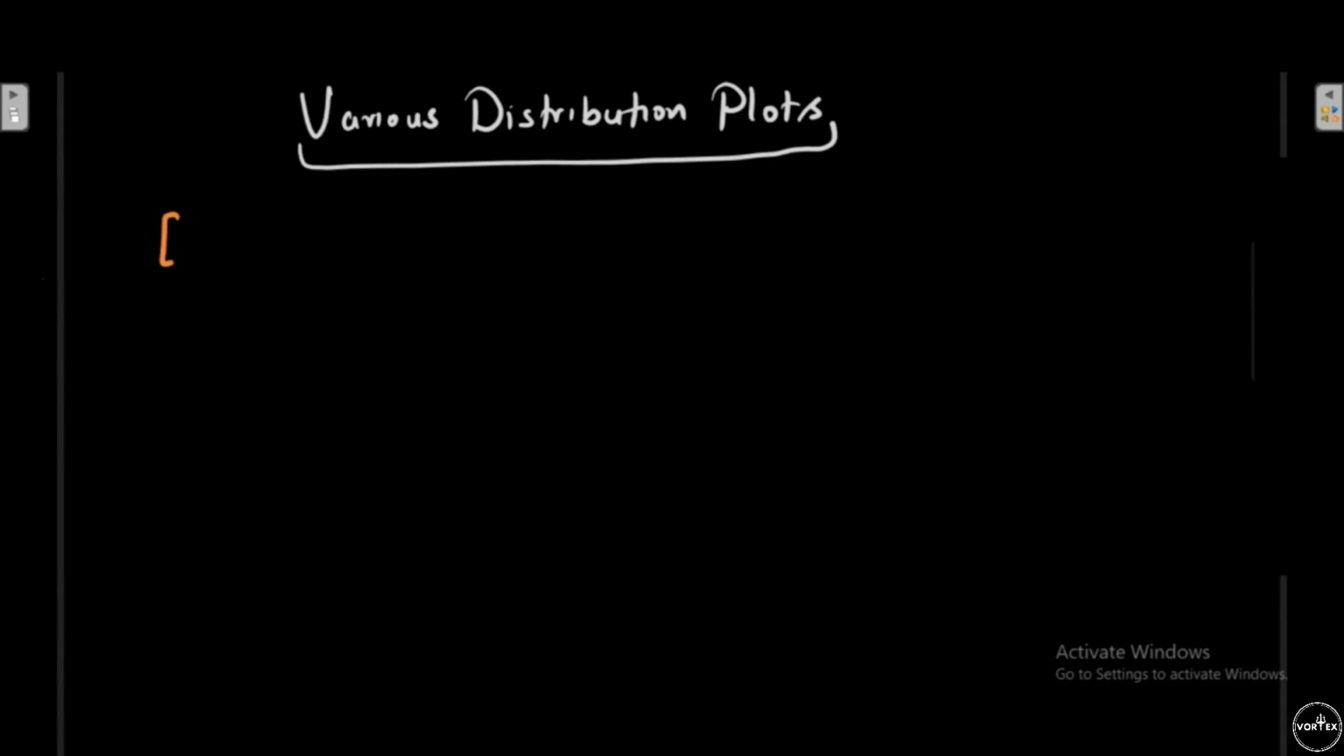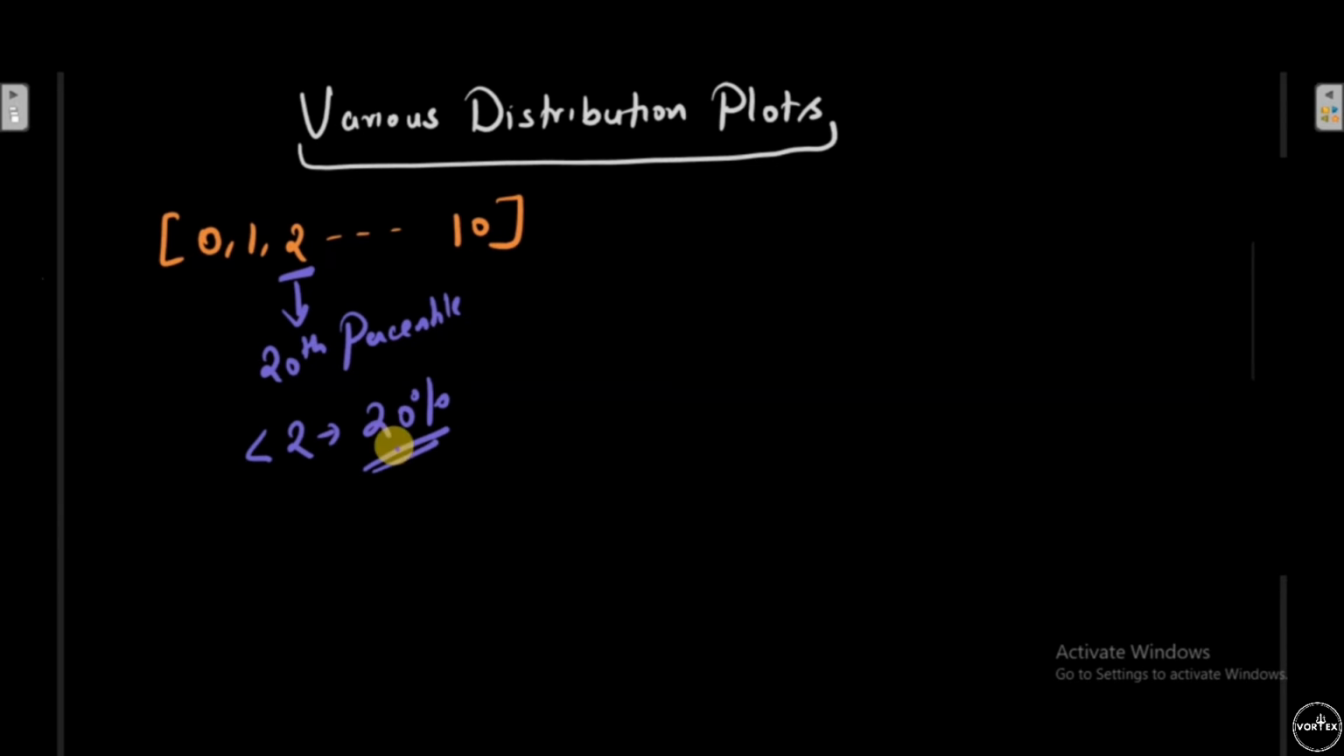Given a bunch of numbers, let's say 0, 1, 2, and so on till 10. If I say this is my 20th percentile value, what exactly does it mean? It means that below 2, there are a total of 20% of data points that are less than 2. Or you can say there are a total of 80% data points that are greater than 2. That's how you can think of it. This is what percentile stands for.